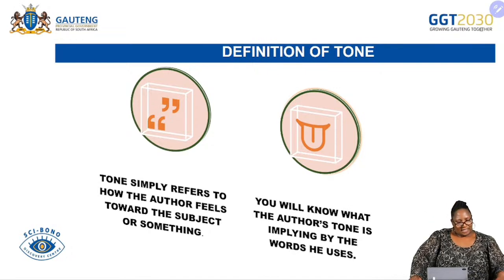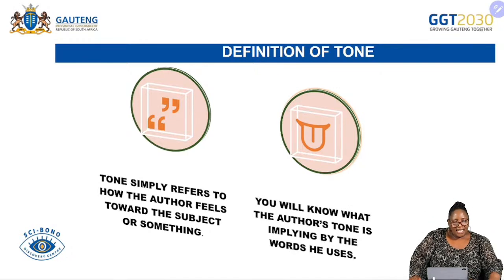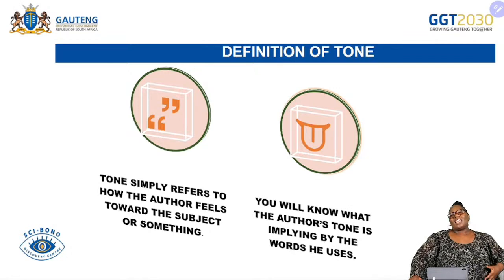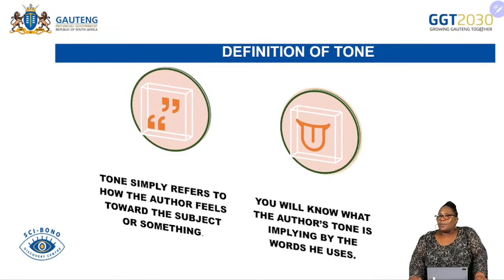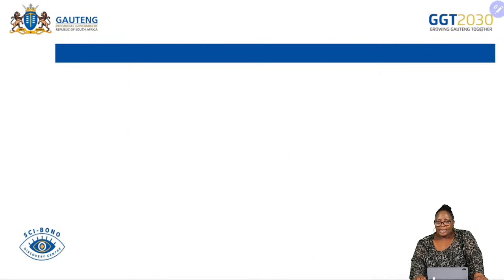Remember, when you read, you cannot see the character or the person, but you can easily detect their tone, whether they were jubilant, whether they were sad, or frustrated, or they were just blunt, or they were emphasizing certain things. Let's move on.